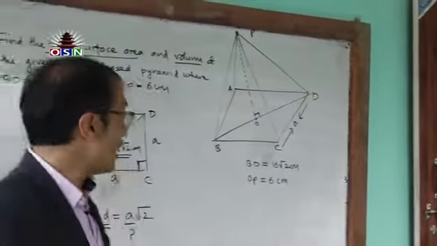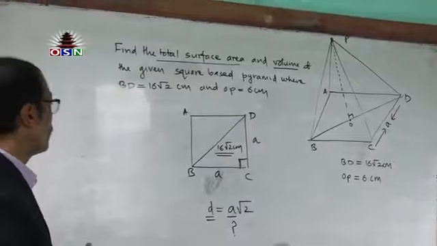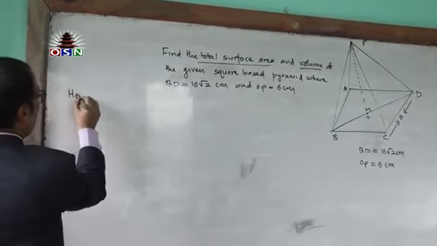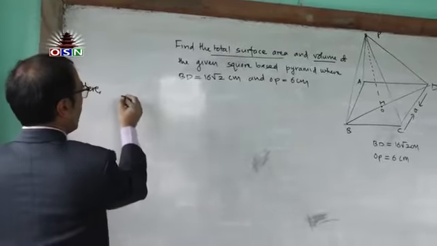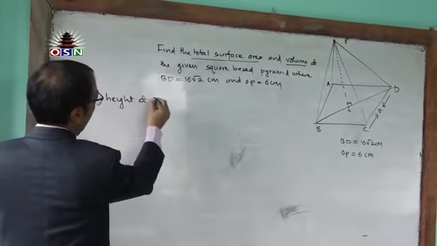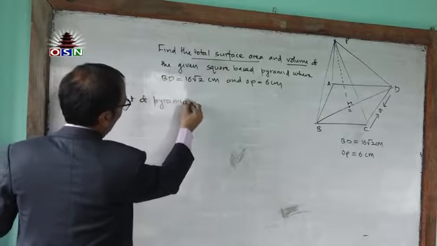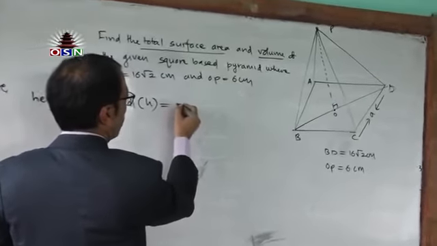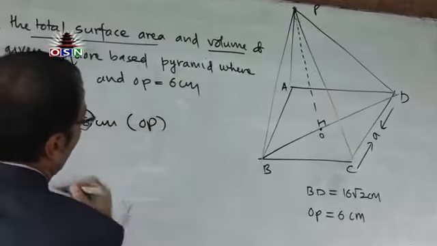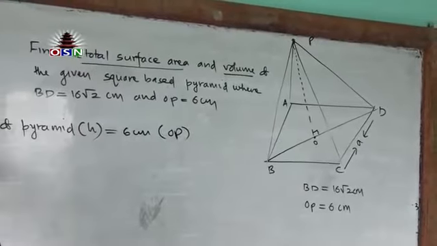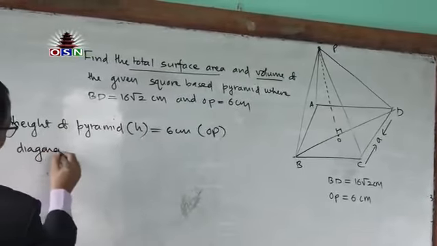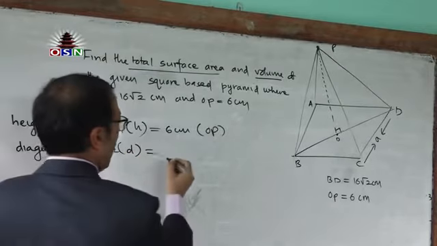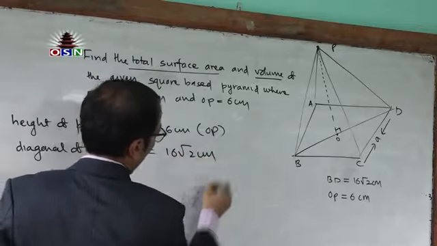After understanding in this way, now we have to proceed to solve this problem. First of all, you need to write what is given. Here you are given the height of the pyramid, denoted by H. I have already told you this is given as 6 centimeter because the question says it is OP. And again the diagonal of the base, denoted by D, is 16 root 2 centimeter.